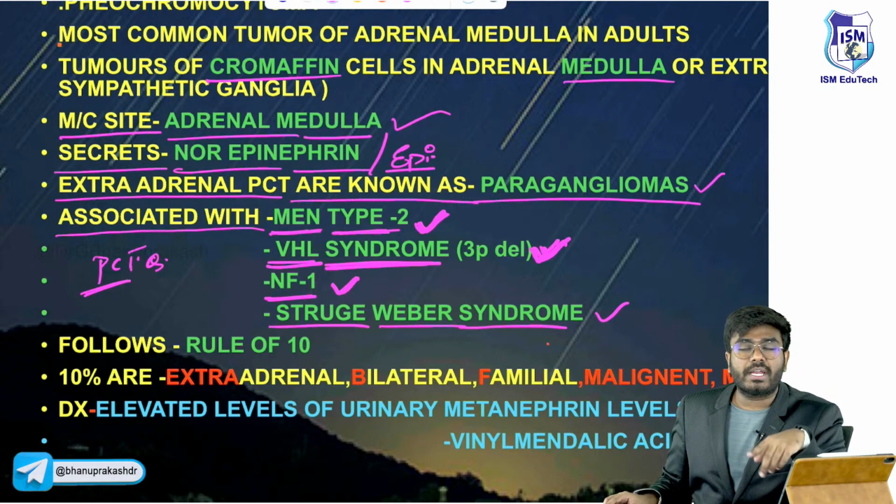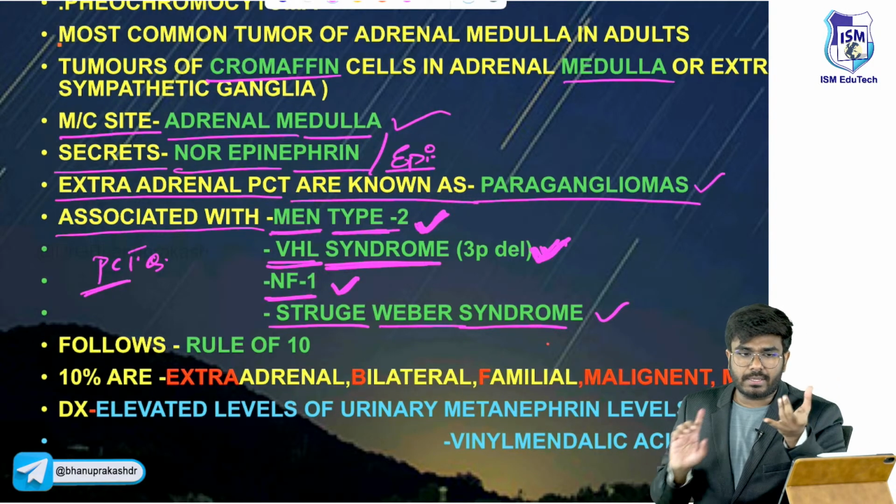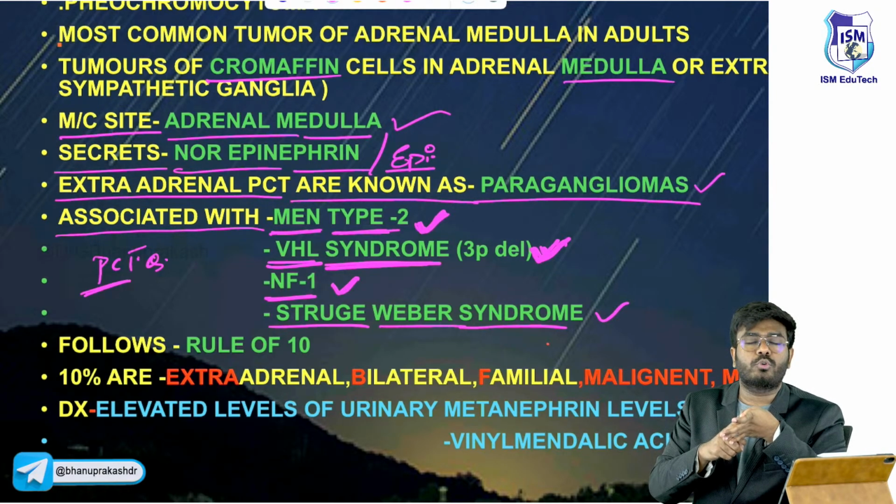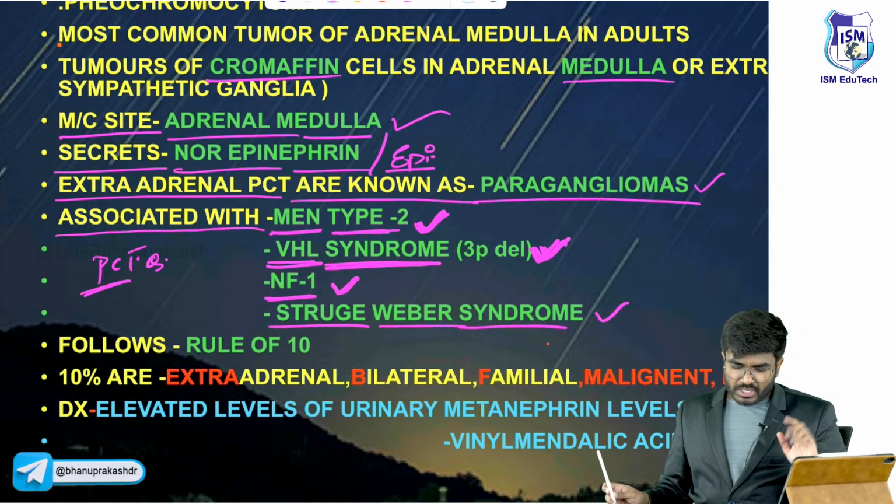This is the MCQ: pheochromocytomas are seen in all of the following conditions except. Pheochromocytomas are seen in Sturge-Weber syndrome, true. Neurofibromatosis, true. Von Hippel-Lindau syndrome, true. MEN type 2, true. So these are the points which I want you to know.